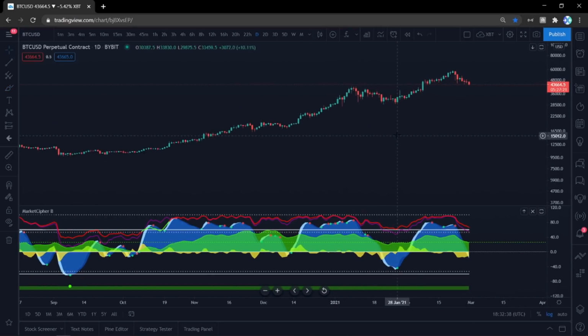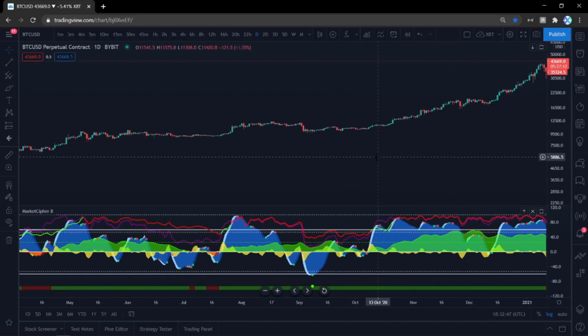So now that we did a little review of what each of the divergence types looks like, we can start looking for it on our chart. So we already saw those two big ones. Those ones were super obvious.